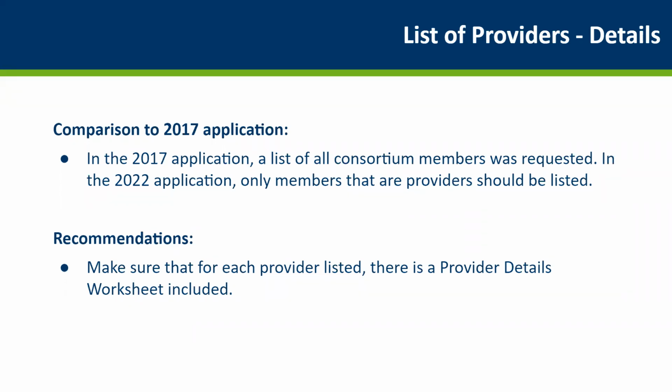Please put in the chat if anybody is confused about how we're using the terms members and providers. But for this application, it's important to include only the members that are providers. And then as a check for yourself, on this list of providers, you will have a total number. You need to make sure that whatever that number is, you include the same number of provider detail worksheets. In other words, for each provider that you list on the provider list, there is an additional worksheet that needs to be included, one separate worksheet per provider.